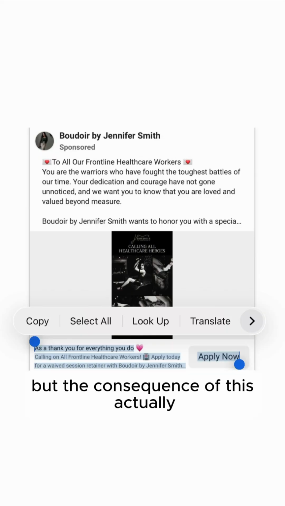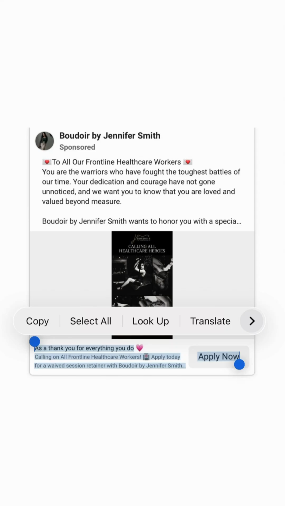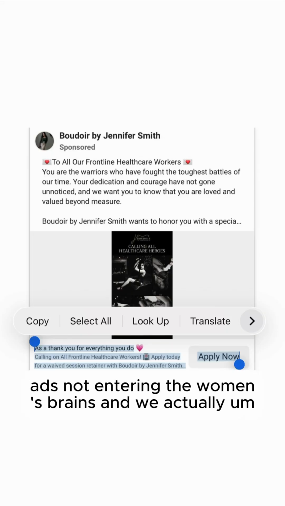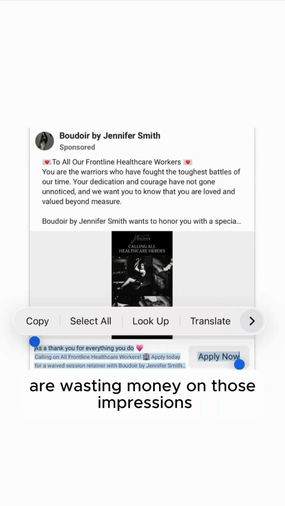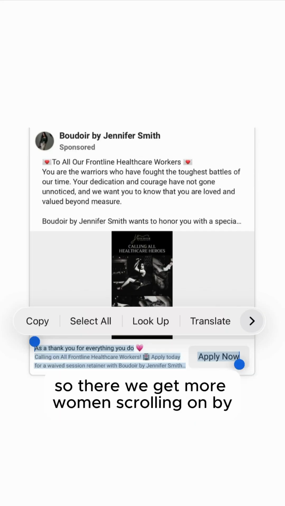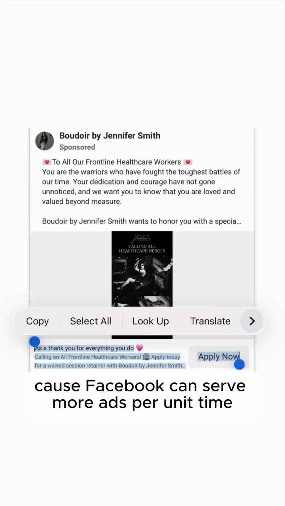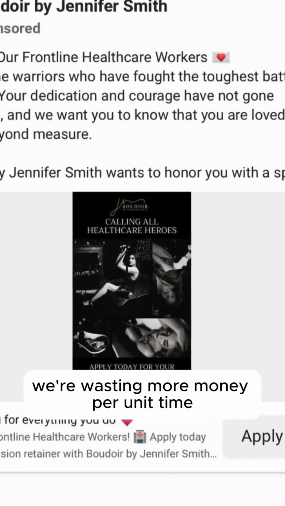But the consequence of this actually, when we fill out all these fields, is more women are scrolling by our Boudoir Facebook ads, not clicking anywhere, ads not entering the women's brains, and we actually are wasting money on those impressions. So we get more women scrolling on by, fewer women clicking on our ad. And Facebook actually loves this because Facebook can serve more ads per unit time, earn more money per unit time, where we're wasting more money per unit time.